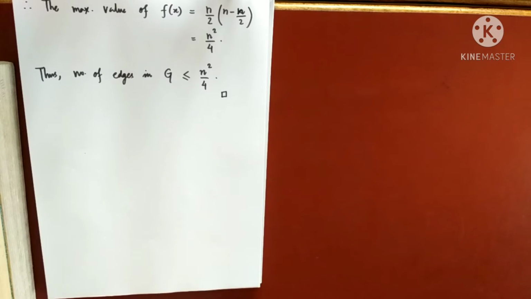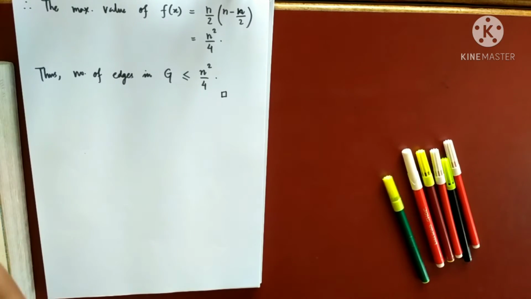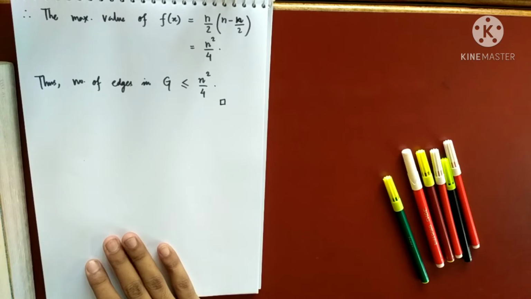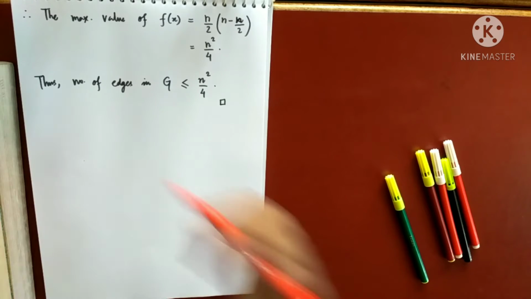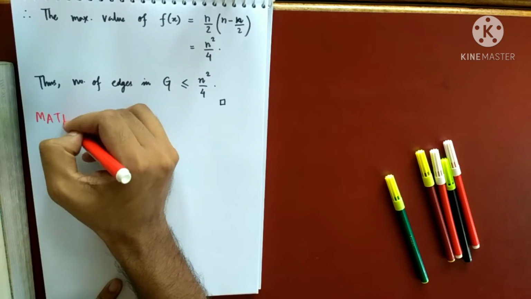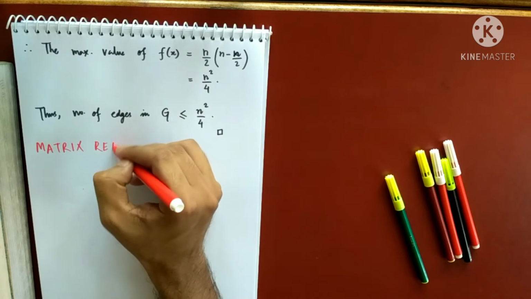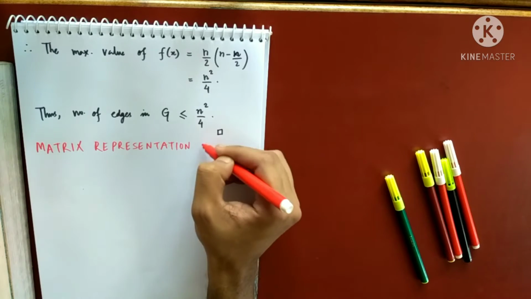Okay, so we have completed some topics based on walks, paths, trails, circuits, cycles, connectedness, components, then again revisiting the bipartite graphs. So now we'll start with a new chapter, something called matrix representation of a graph.